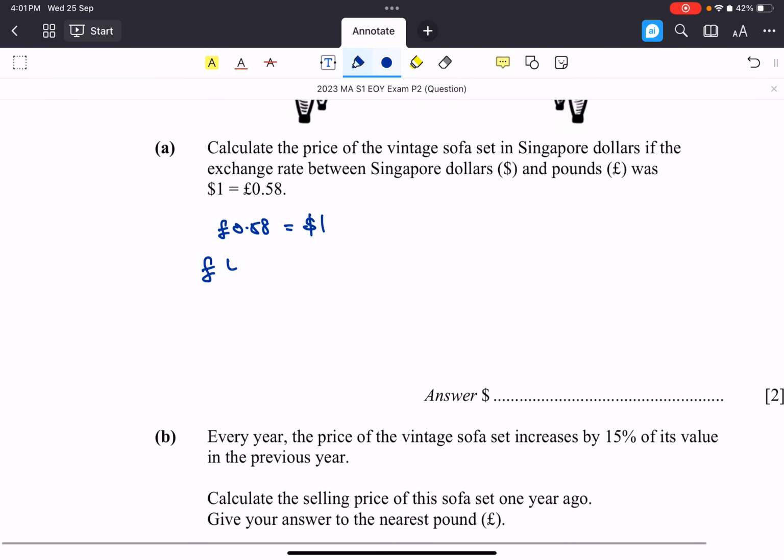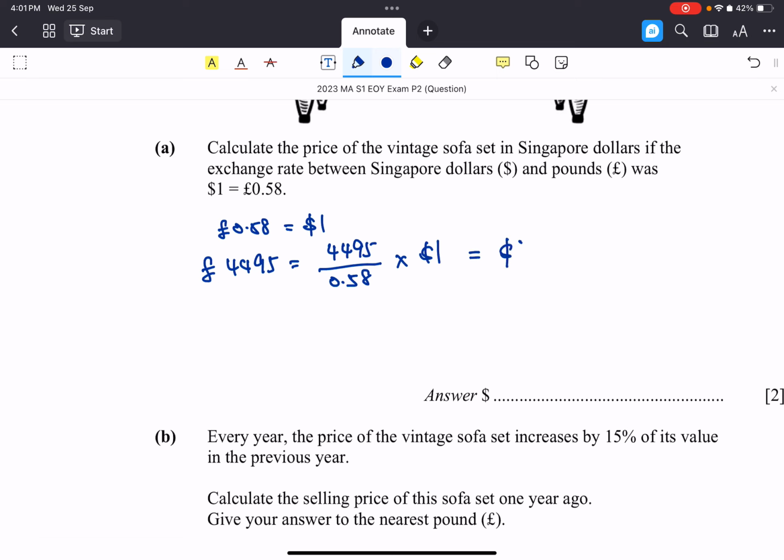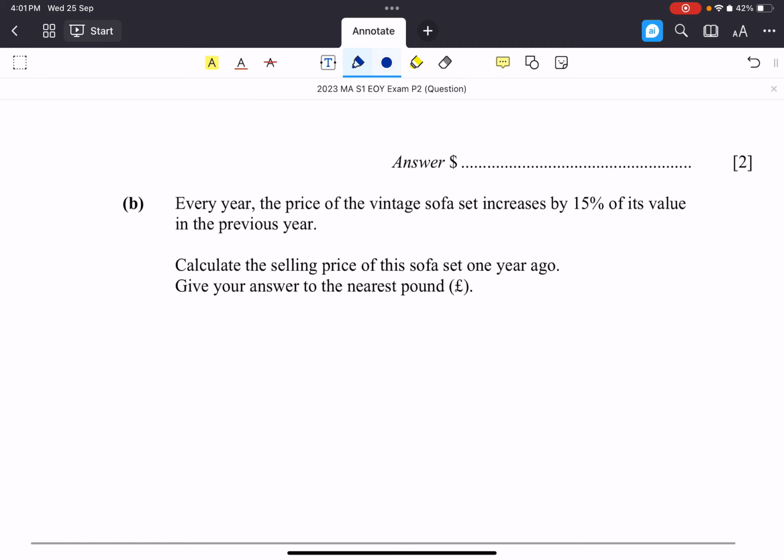So 4,495 will be equals to 4,495 over 0.58 times $1, which gives us $7,750. Okay. Part B, every year the price of the vintage sofa increases by 15% of its value, antique. So calculate the selling price of this sofa set 1 year ago.